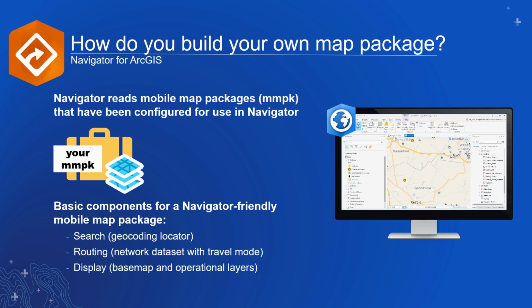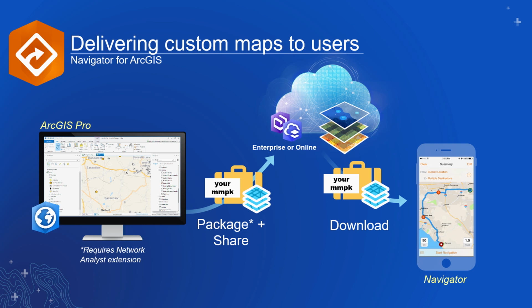So what does this look like? The way that this works is you start this workflow in ArcGIS Pro to create that mobile map package. You'll add those things that we just talked about, your locators, your network data sets, your operational layers, your display, base map stuff. You'll put all of that in a project in Pro. You'll use a tool in Pro called Create Map Package. You'll package it up, and then you can share it to your ArcGIS organization.